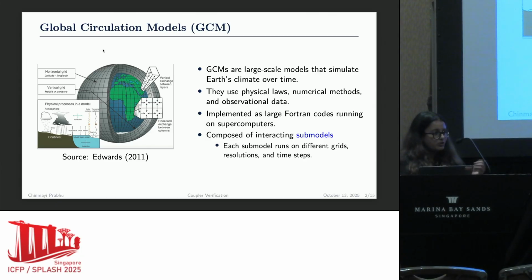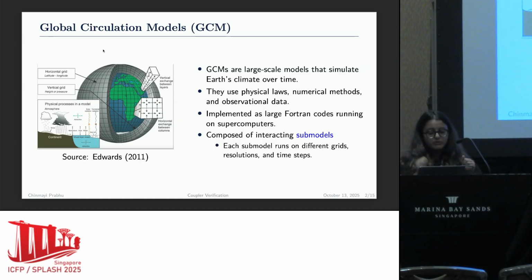A global circulation model, which is a type of climate model, is a large-scale model that simulates Earth's climate over a period of time. These models usually use a lot of physical laws, be it fluid dynamics or thermodynamics, and they use several numerical methods, and they operate on a large scale of observational data. Most of these climate models are implemented in large Fortran codebases, and due to the huge computational demand they have, the codes run on supercomputers.